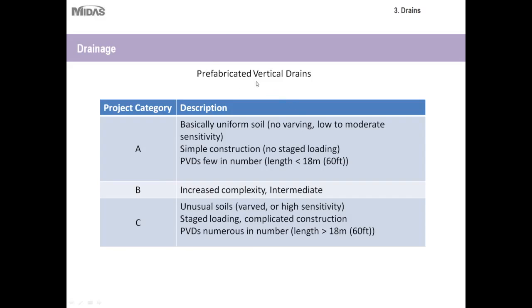So as far as prefabricated vertical drains, there are three project categories that you need to look out for. Project category A is when the soil is basically uniform, so there's no varving, no layering, and low to moderate sensitivity, which means the soil is fairly firm, fairly stiff, so you won't have to worry about it displacing and clogging up your drains. And then simple construction, so you don't expect any stage loading for your project. So when this is the case, category A, PVDs are fewer in number.